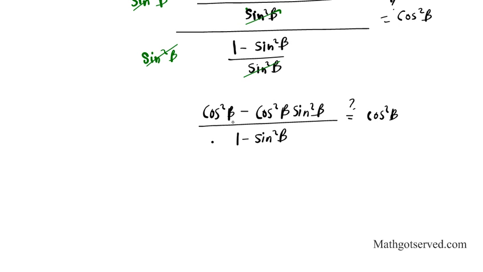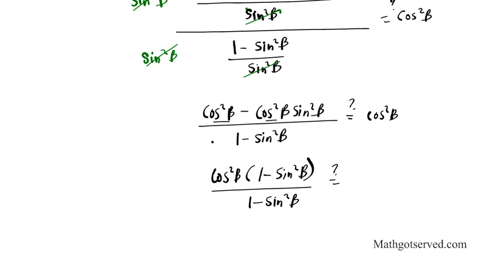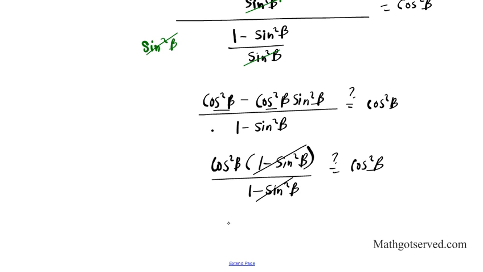Alright, so on the top I can factor out cosine squared b, which is common on the left and the right side. If I factor it out, I have cosine squared b times 1 minus sine squared b over 1 minus sine squared b. Is it equal to cosine squared b? That's the question. These two are identical, so they divide out. After they divide out, you're going to end up with cosine squared b equals cosine squared b. Okay? So the answer is true. The statement is true. Alright, so there you have it.